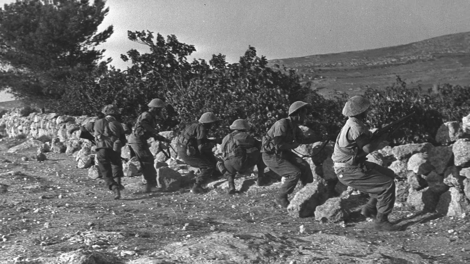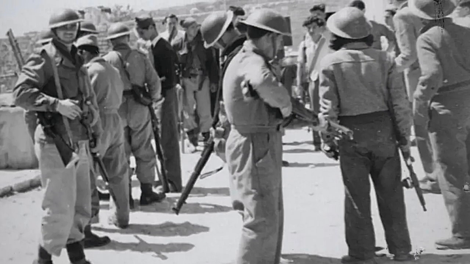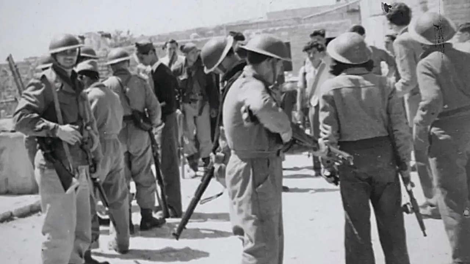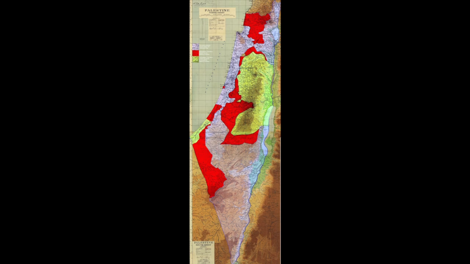Towards the end of the Civil War phase of the war, from April to mid-May 1948, Zionist forces would undertake an offensive later referred to as Plan Dalet, or Plan D, whereby they would militarily conquer the territory set aside for the Jewish state, as well as territory set aside by the UN Partition plan for a future Arab state, and the Corpus Separatum of Jerusalem.